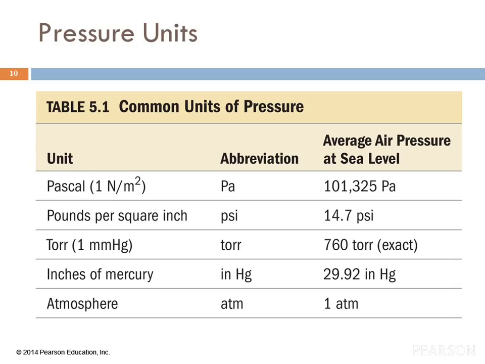So these are units of pressure. Pressure is something that can be measured. It can be measured in inches of mercury. Atmosphere is another unit. We use this a lot in chemistry. 1 atmosphere is the pressure of the atmosphere at sea level.